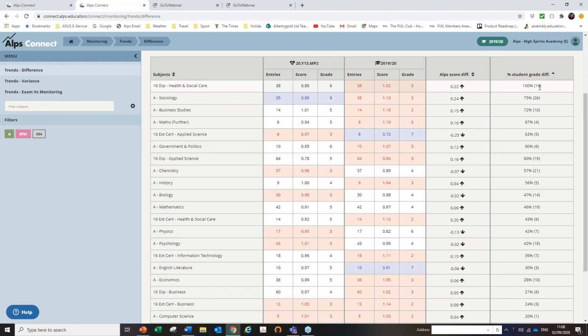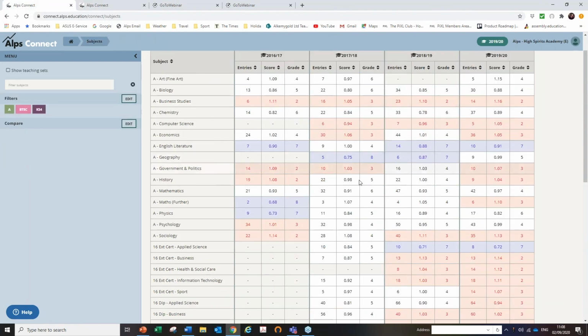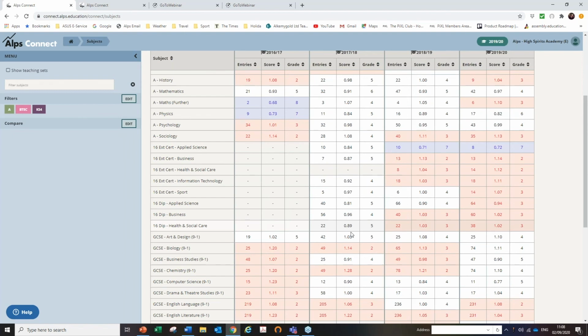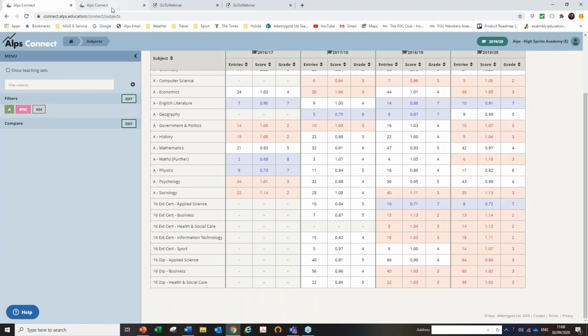On the other hand, here's the subject where all the grades went up. Health and social care went from a score of 0.8 to a score of 1.02. And if we just flip back to last year, with these two cohorts, the dip in health and social care was red hot last year, and so was the extended cert in health and social care, last year and this.